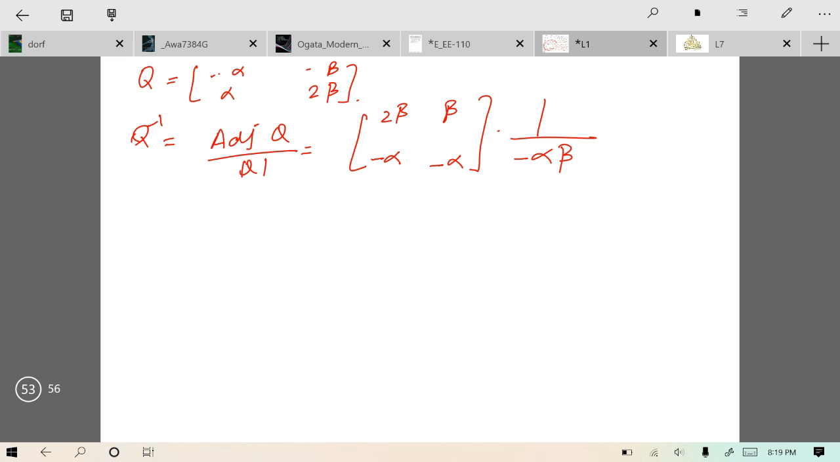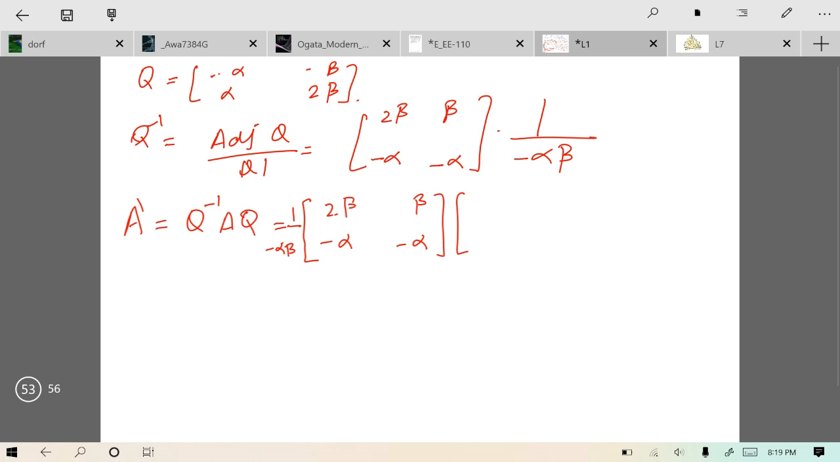So let's see what our A prime would be. A prime is actually Q inverse A Q, which is 1 over minus alpha beta times 2 beta, beta, minus alpha, minus alpha. This is Q inverse. And what is our A?